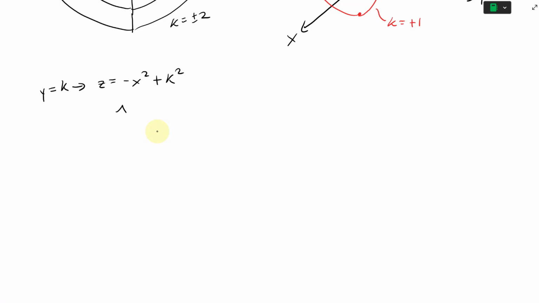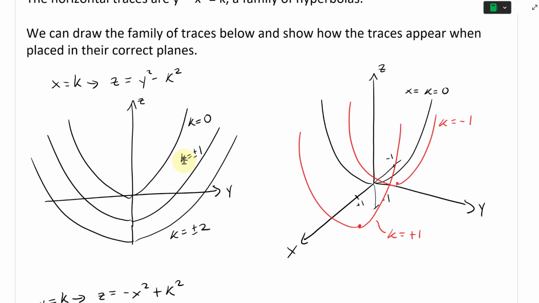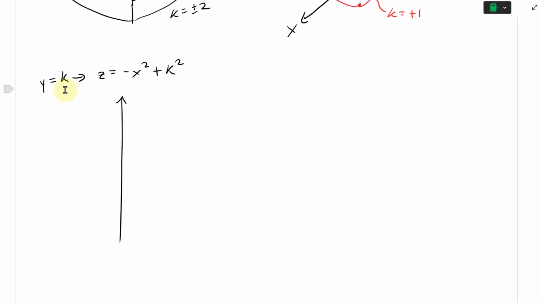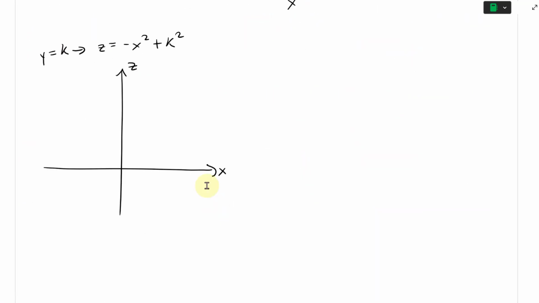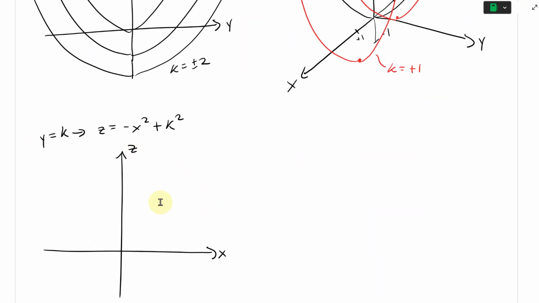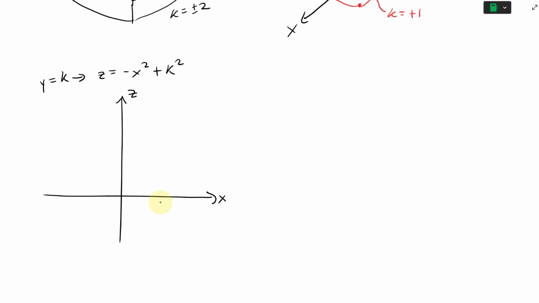Now we're going to have z, and the axis is going to be x. So before it was z and y, now it's going to be y, z and x because the other one's gone. When k is 0, that's going to be -x squared, so it's just going to go downwards like that. So this is k equals 0.